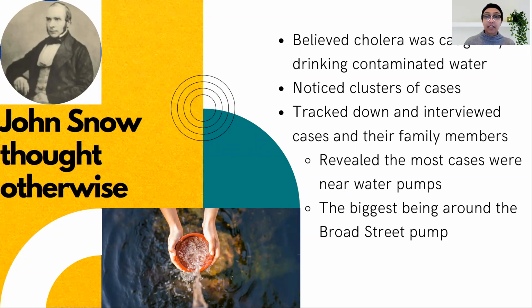And then the other outlier was there was a brewery right next to the Broad Street pump. And nobody in the brewery had cholera. And again, it didn't quite make sense. I mean, you live near it, what's going on? So John Snow kind of tracked everything down, gathered a bunch of data. He did this surveillance. And then he identified the risk factor being living near a water pump. So then he did his intervention evaluation.